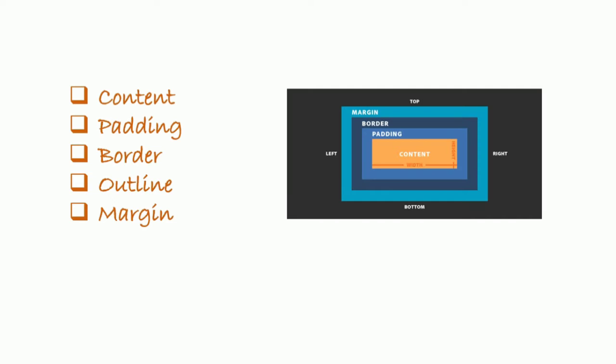Now let's understand this box model and what concepts come under it. Basically, we are going to have content, padding, border, outline and margin. One by one we are going to see what each is. Inside this image you can see first I'm having the content here, then around the content I'm having the padding, then around the padding I'm having the border, then finally I'm having the margin outside.